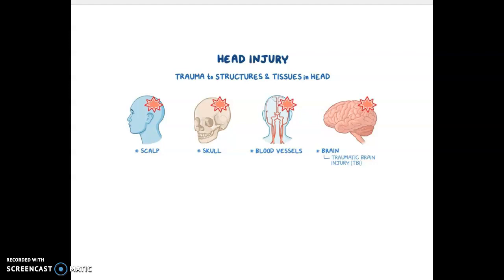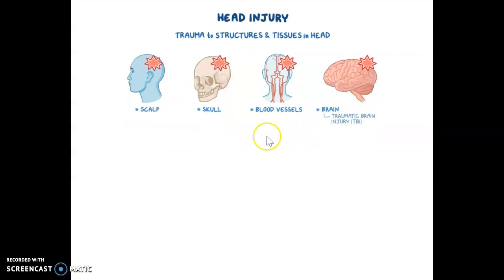So when you first think of brain injury, traumatic brain injuries, you think just damage to the brain and possibly skull fractures. But there are head injuries that involve the scalp and also the blood vessels in and around the brain that we also need to be aware of.